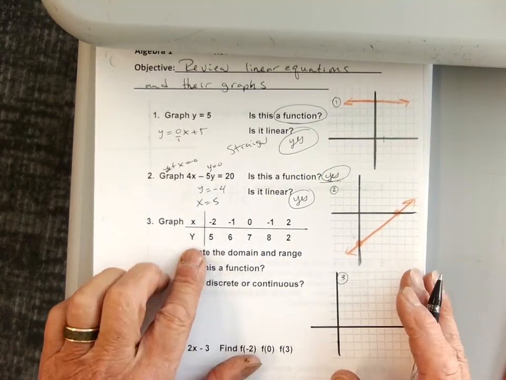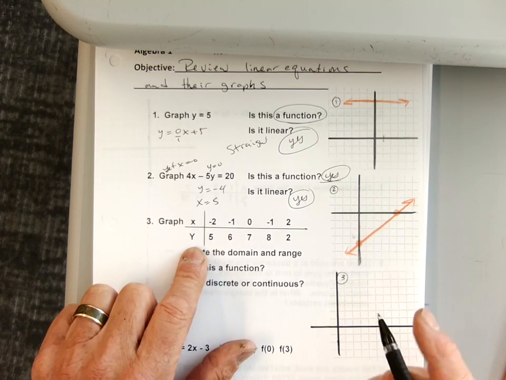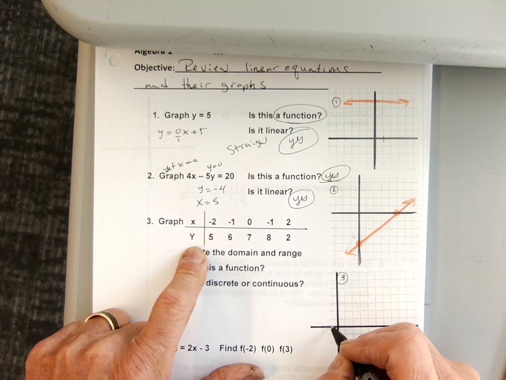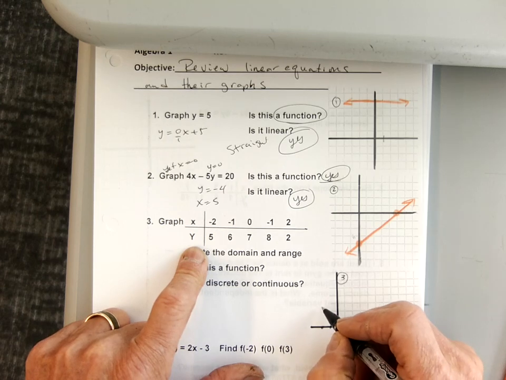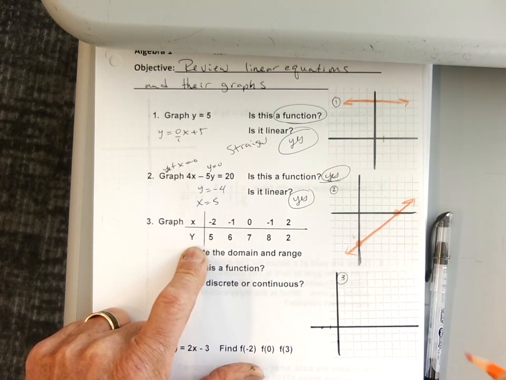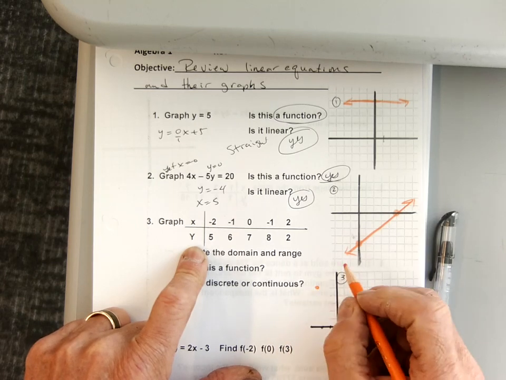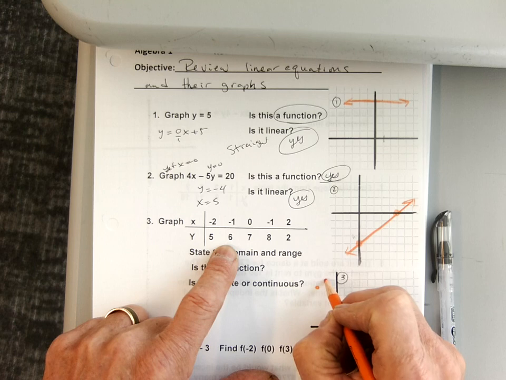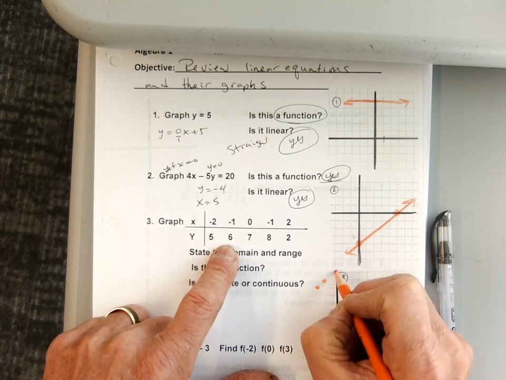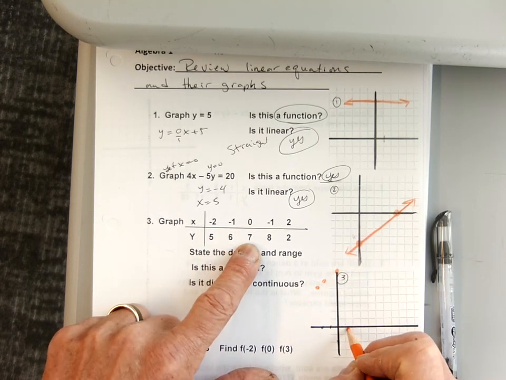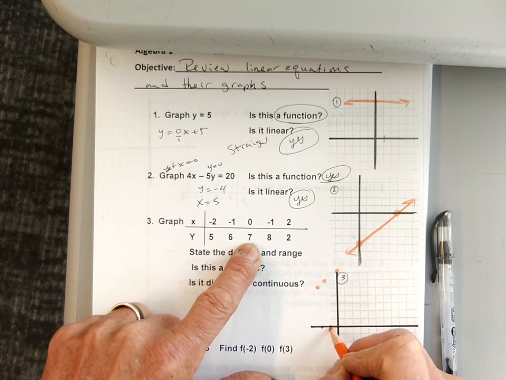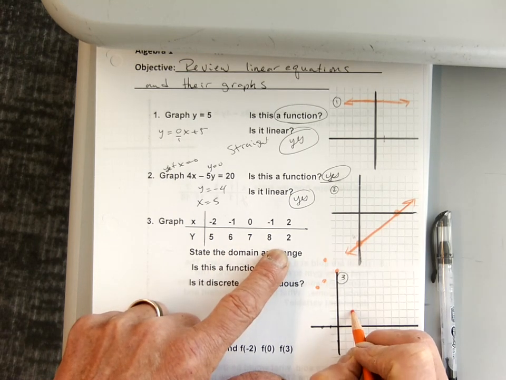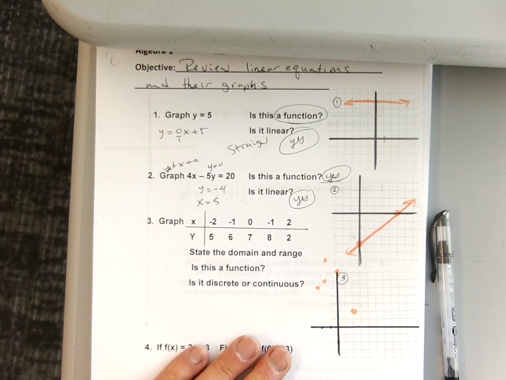Okay, now let's go ahead and graph. -2, -5, -2, 5, 1, 2, 3, 4, 5, -1, 6, 0, 7, -1, 8, and 2, 2, okay?